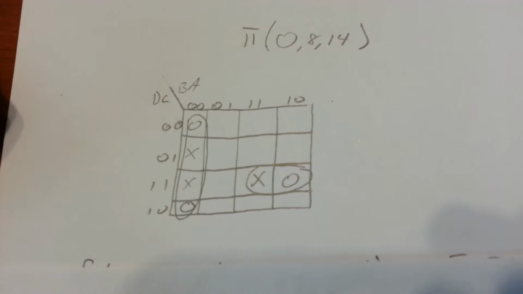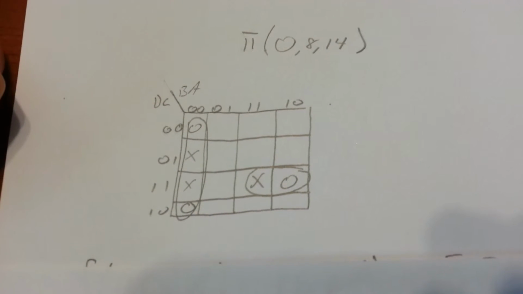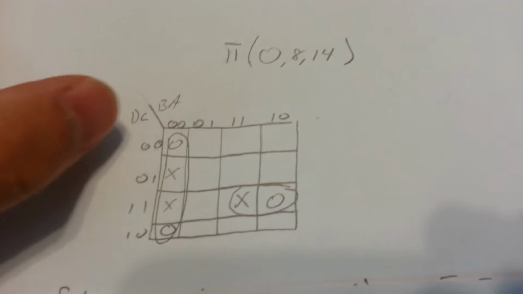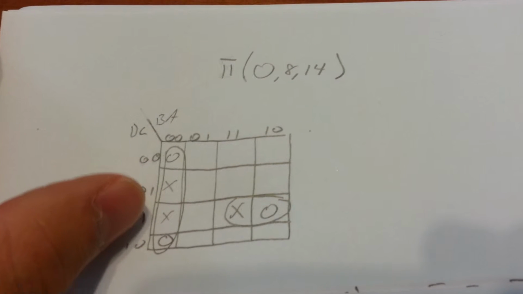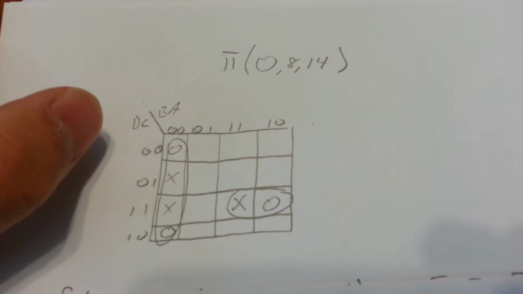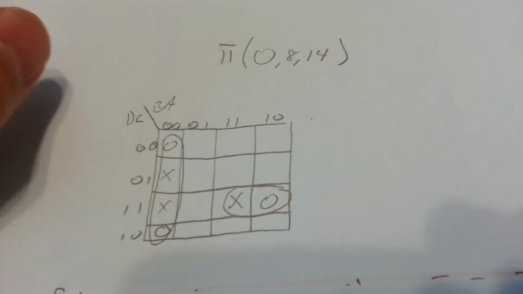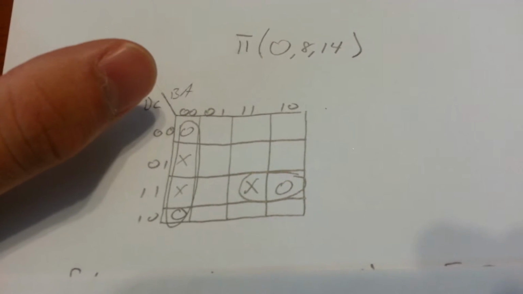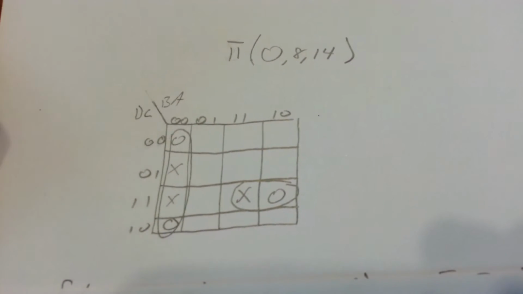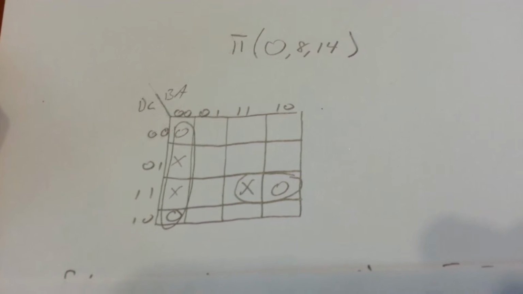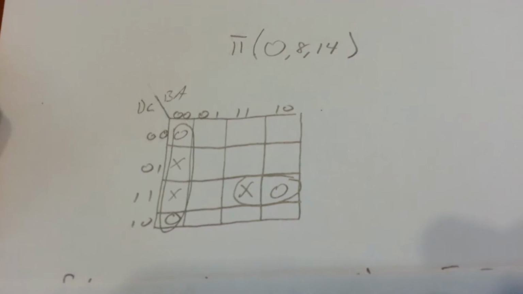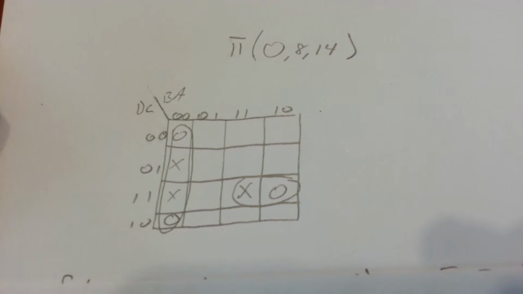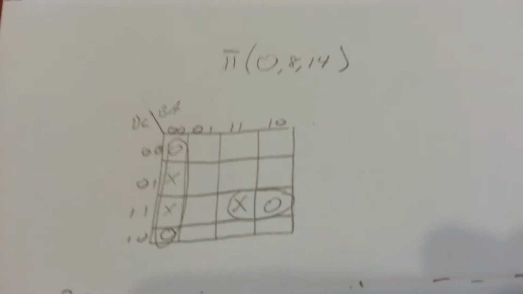Now, if you look at the horizontal axis, you'll see that it's only going to be this column, so none of the values are going to be changing. So you're going to be looking at B naught and A naught. But for the POS form, it's going to be the opposite. So what you will have is B and A.